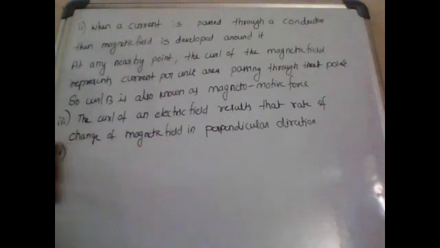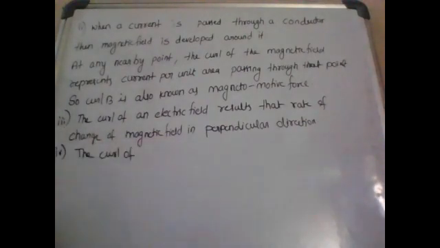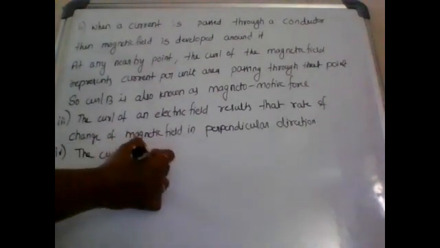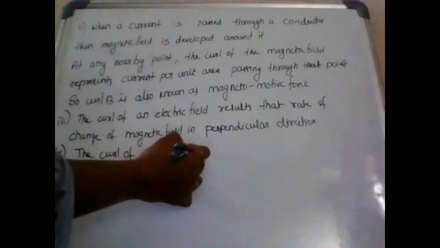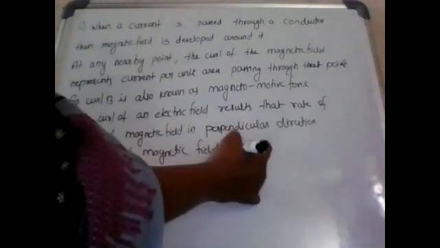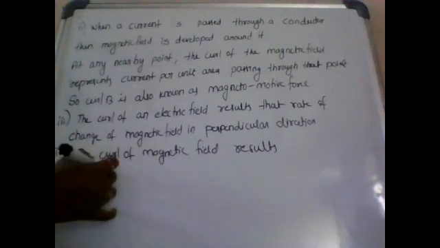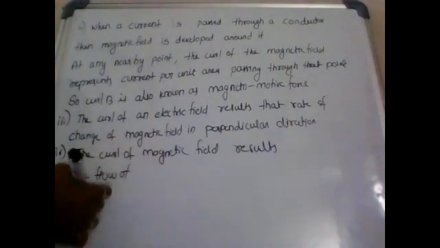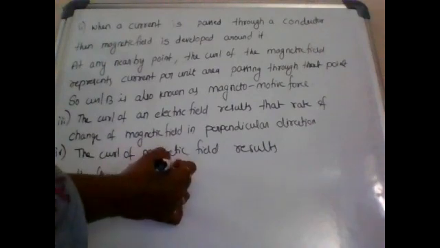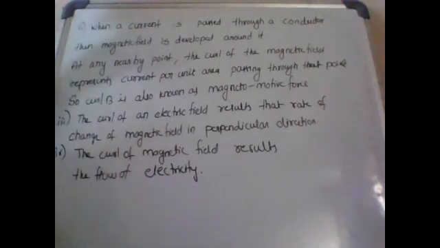Next one, fourth point, the curl of magnetic field results in the flow of electricity. This is the physical significance of the 4 points.